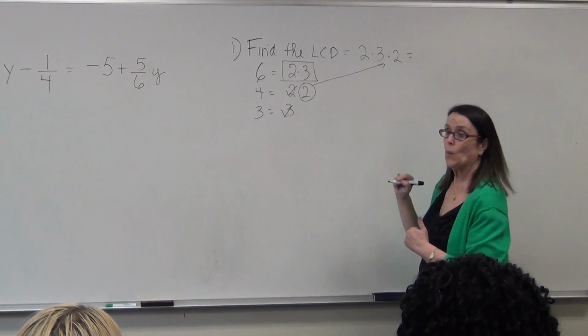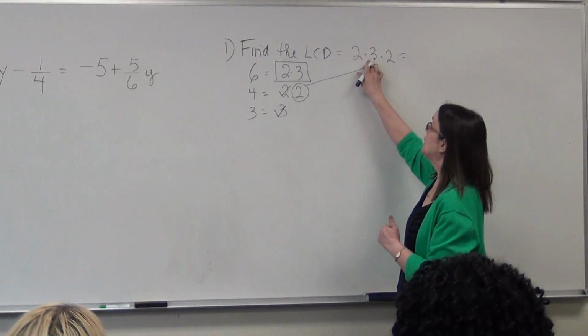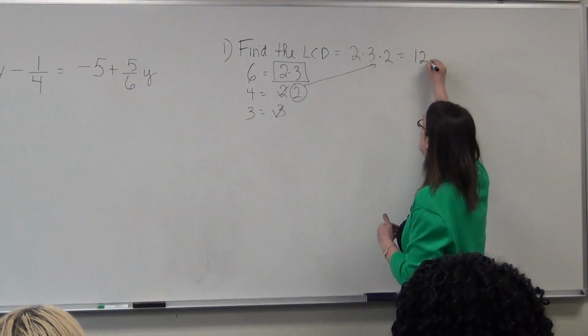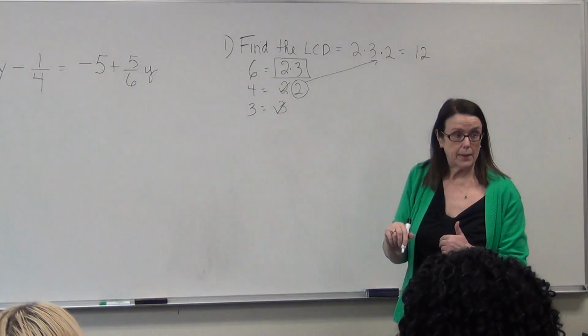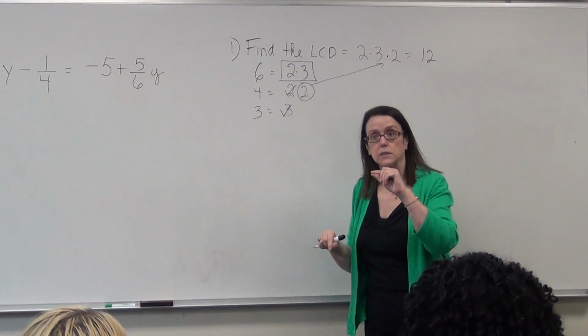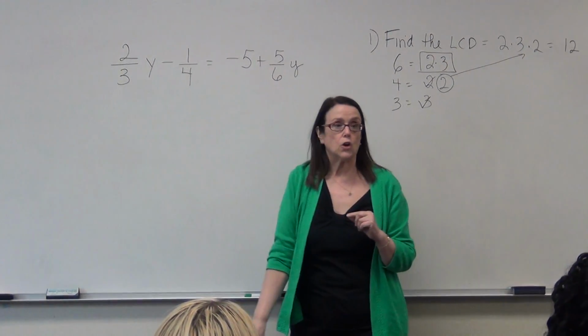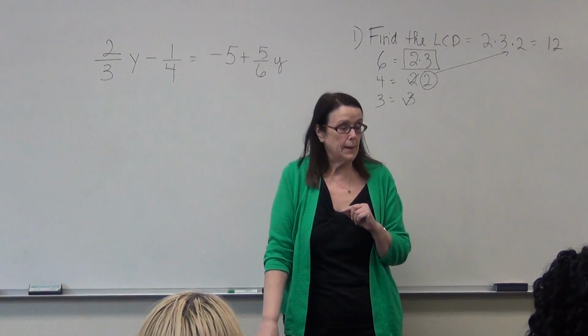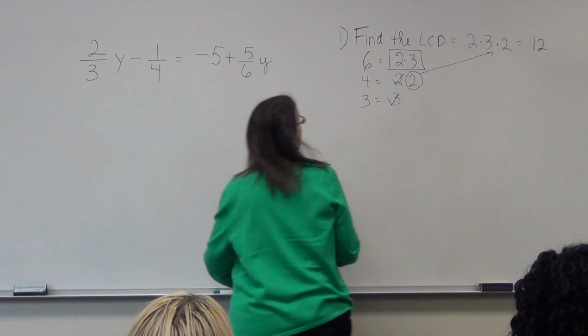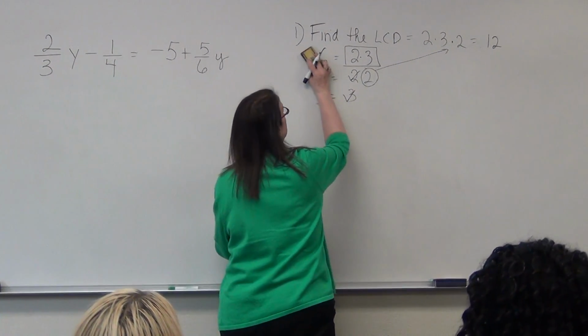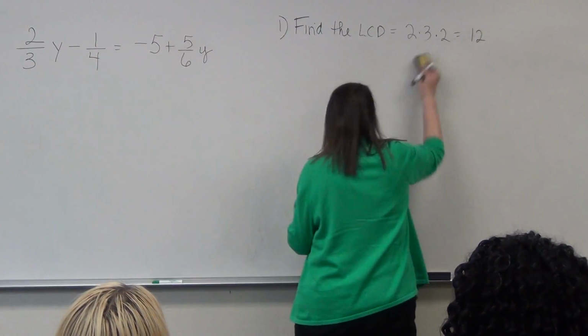We multiply what we have up here. 2 times 3 is 6. 6 times 2 is 12. 12 is their least common denominator. That means that 12 is the smallest number that 3, 4, and 6 all go into an even number of times. Okay? All right. So we have our least common denominator of 12, so I'm just going to erase this.